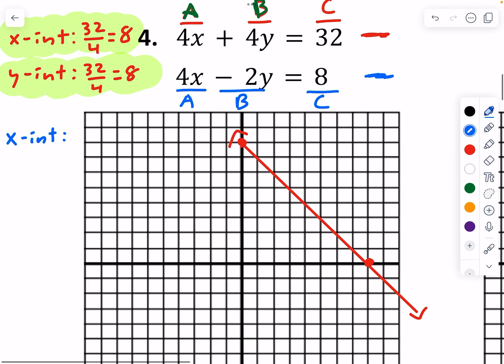I'm going to pause for a second again. What is the fraction that I should be making for my x-intercept? Let's talk this time. I want letters. What are my 2 letters that I want here?